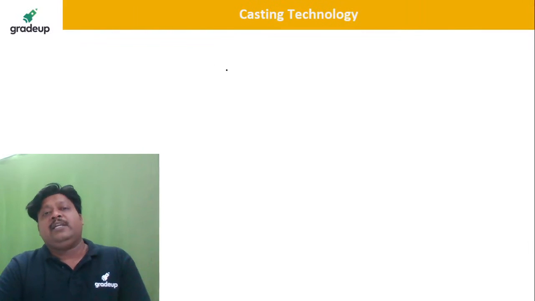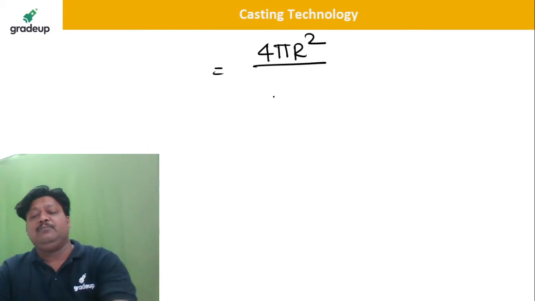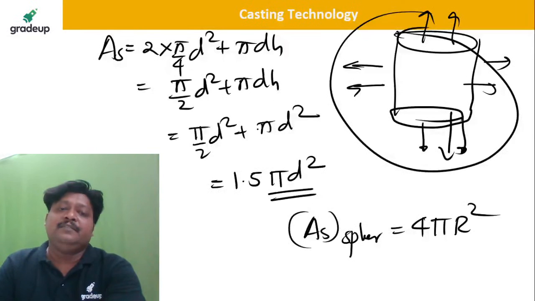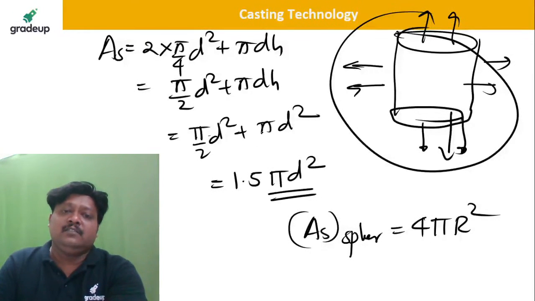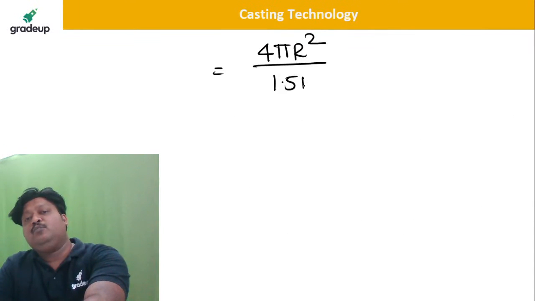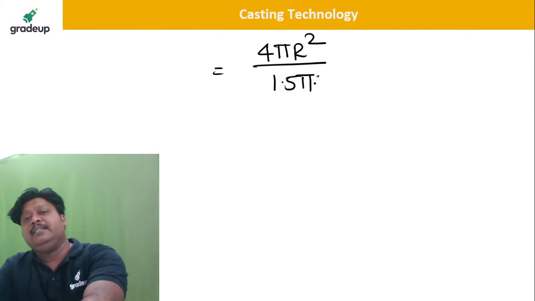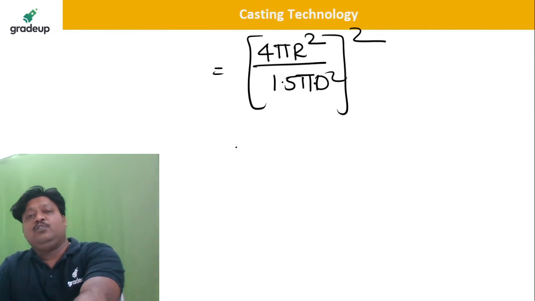So see here what I have written, 4 pi r square for the spherical shape casting divided by cylindrical side shape casting. What we have got? Surface area, whether it is correct? Yes, 3 by 2, that is 1.5 pi d square. 1.5 pi, yes, pi is there, pi d square, and whole bracket square.